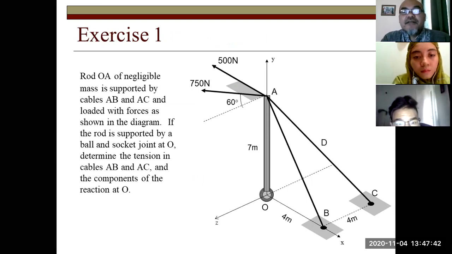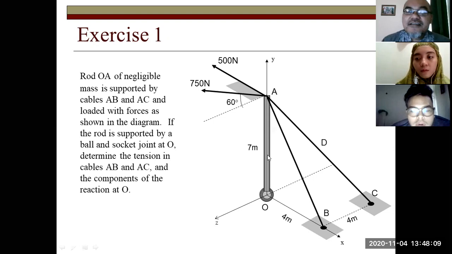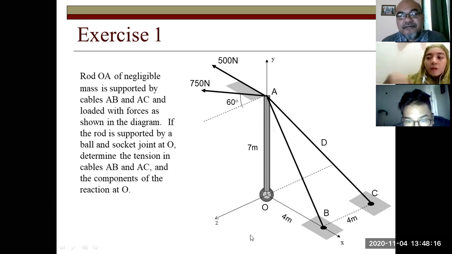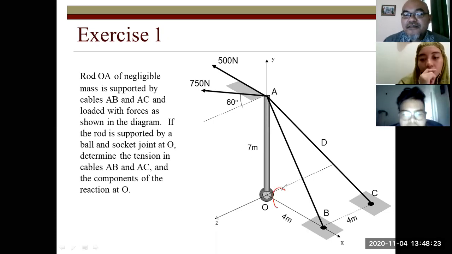Similarly, you have OA. It has a ball and socket joint at O. So how many reaction forces or moments are there? 1, 2, 3, 4, 5? 1, 2, 3 moments, 4... 5. There are no reaction moments there, because it can still rotate, right? Rotate about the Z, disregarding the rope first. So it can still rotate about the x-axis, and it can still rotate about the y, because this is a ball and socket.